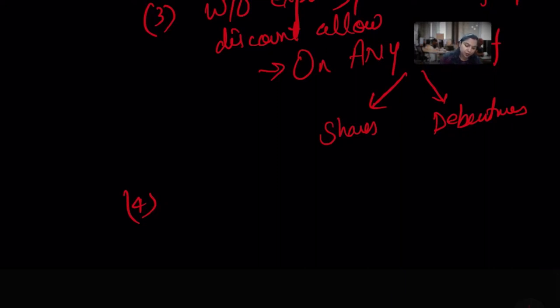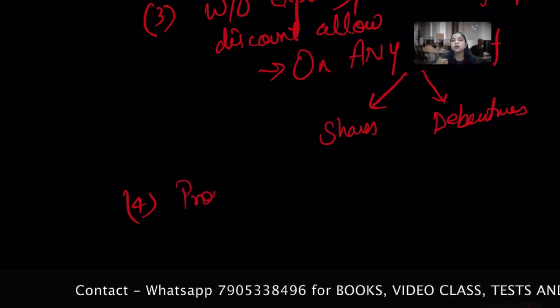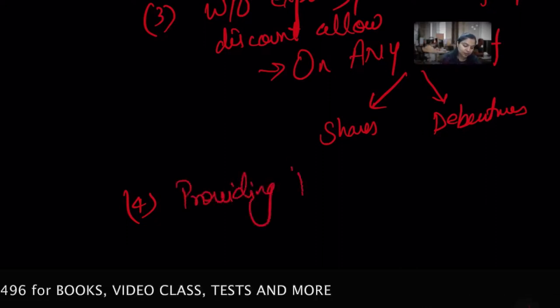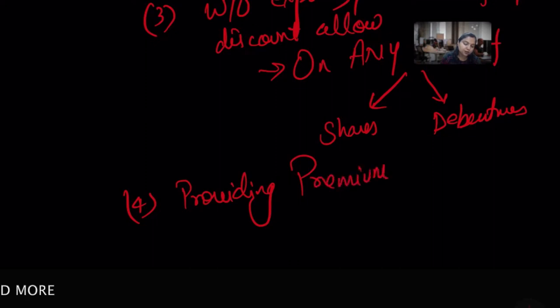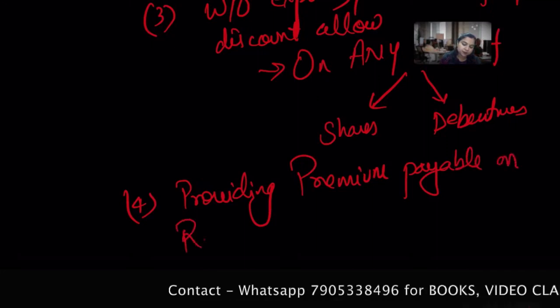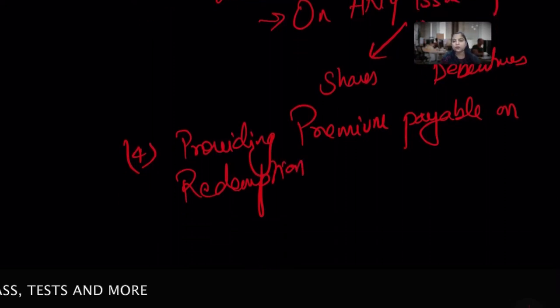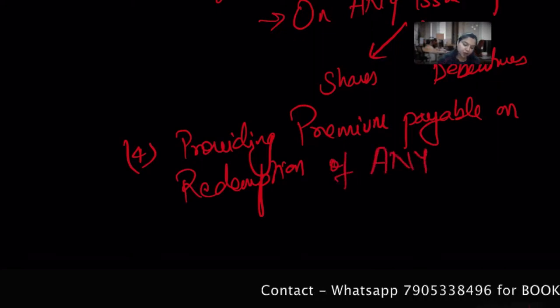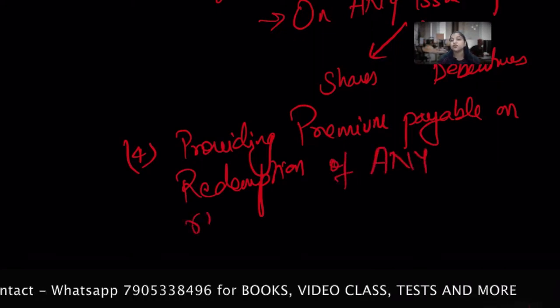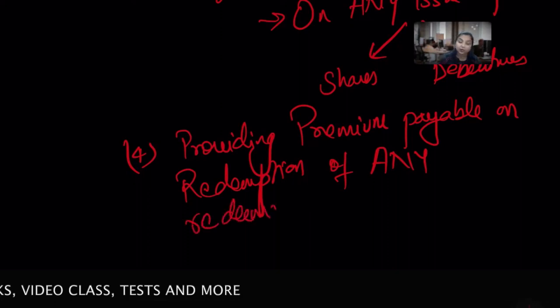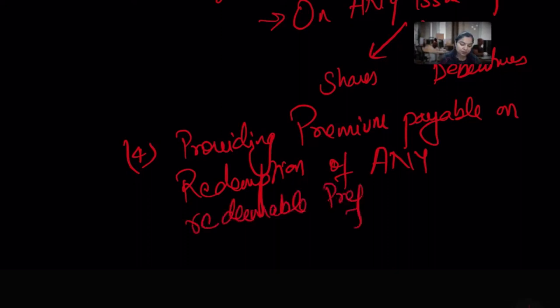So I'll write it in clear words so that if it comes up you can just recall it from here. We can say the word providing: providing premium payable on redemption. Redemption means while withdrawing the money. Redemption of, I'm writing in caps, any redeemable, that means redeemable preference shares, I'm writing shortcut preference shares, I hope it's okay with you.